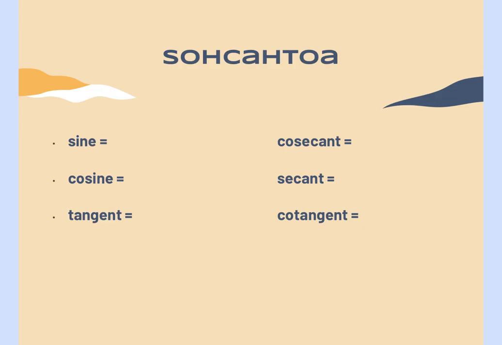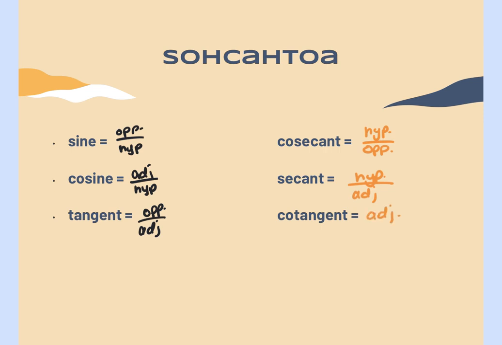So as a refresher, hopefully we know this well, but sine is opposite over hypotenuse. Cosine is adjacent over hypotenuse. Tangent is opposite over adjacent. And then we flip them. So you can choose to either find one first and then flip it, or you can learn to go straight to cosecant being hypotenuse over opposite, secant being hypotenuse over adjacent, and cotangent being adjacent over opposite.